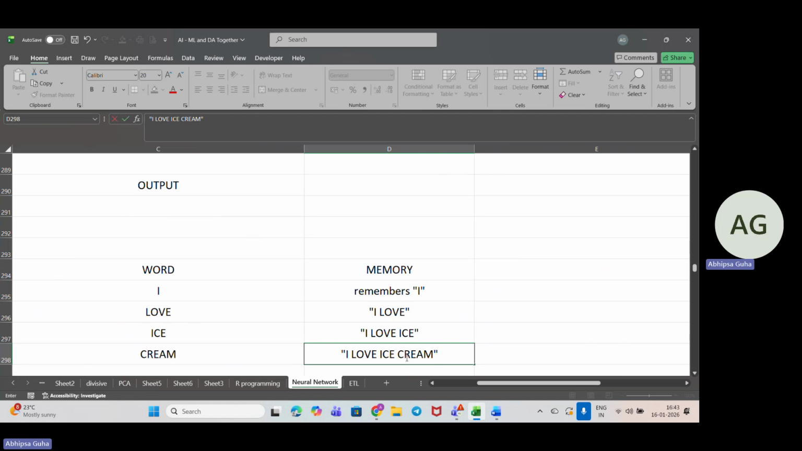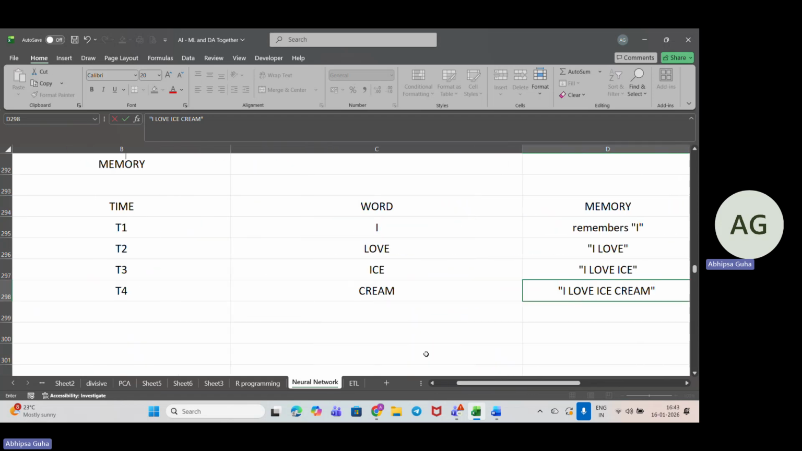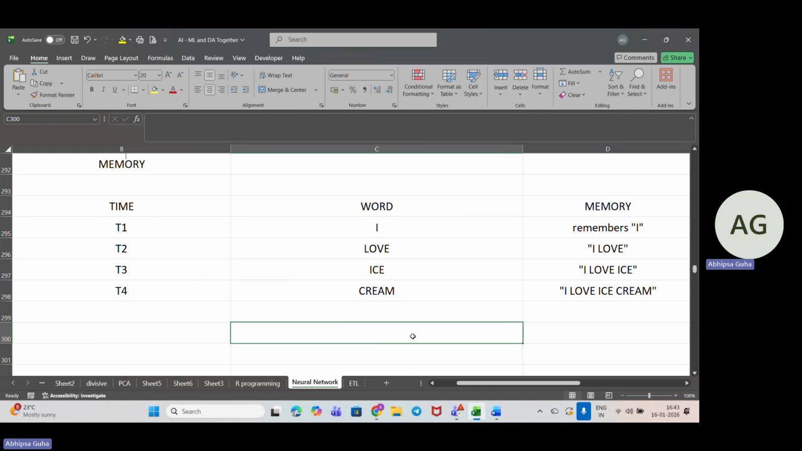Every simple RNN does some math that we have to take further. So how is the memory getting updated? The new memory is F, that is a function, of the current input plus the old memory.